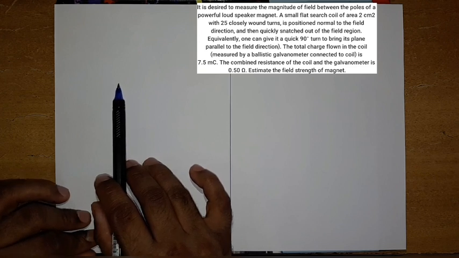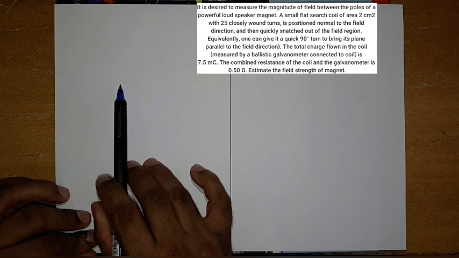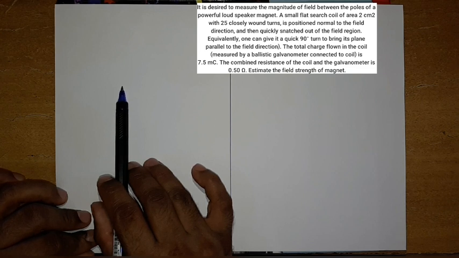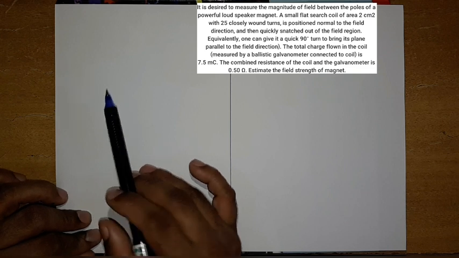The total charge flown in the coil, in brackets measured by a ballistic galvanometer connected to the coil, is 7.5 millicoulomb. The resistance of the coil and the galvanometer is 0.5 ohm. Estimate the field strength of the magnet.